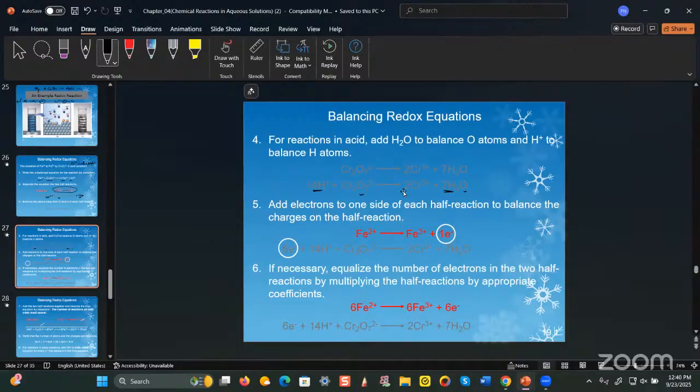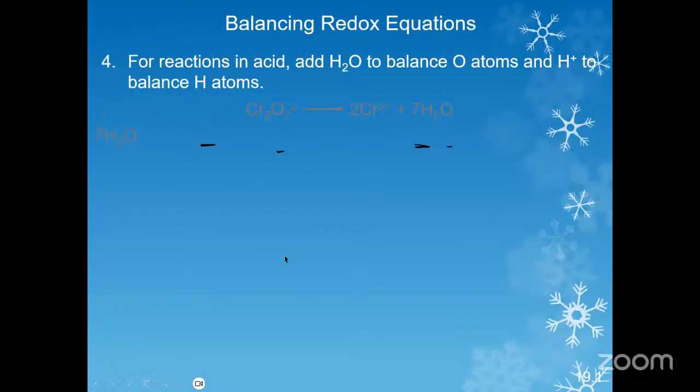So basically, let me write down for the sake of clarity. This would be 14H plus, which is basically what I wrote on the previous slide. 14H plus plus Cr2O7 2 minus to give 2Cr3 plus plus 7H2O. That's basically what that is, right? So basically what we have done in obtaining this equation is balance the hydrogens and the oxygens, and that's it.